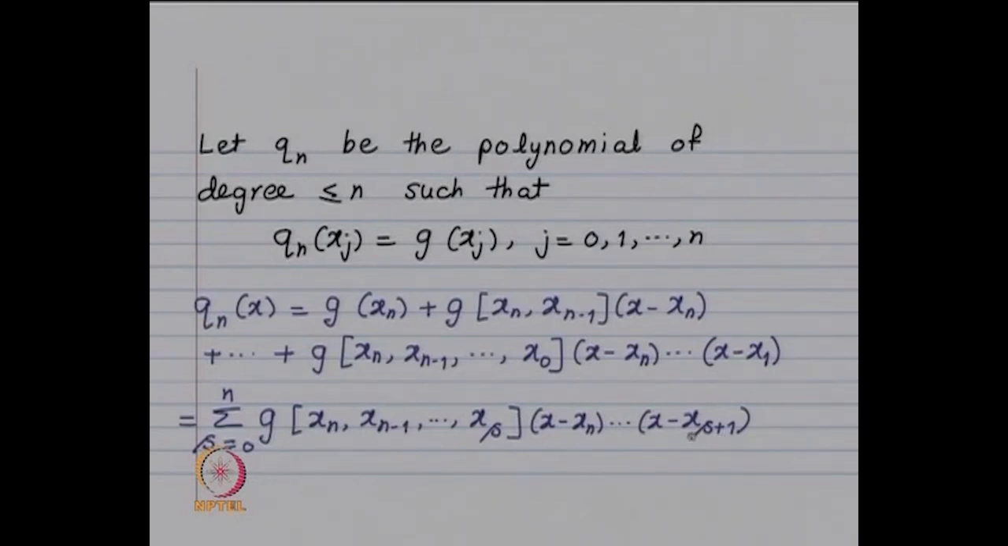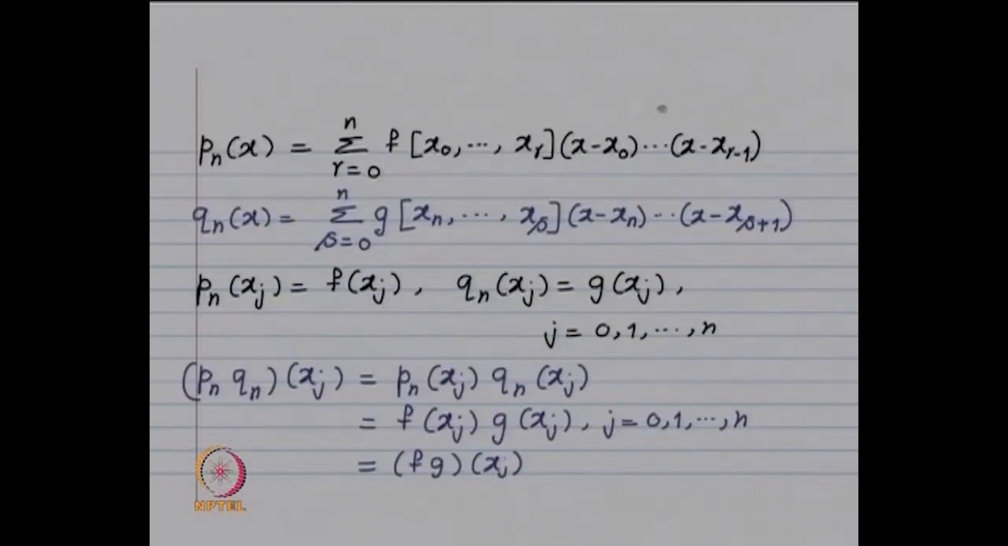Now, we are going to take the product of these two polynomials. So, p_n(x) is written in the forward fashion, q_n we are using the backward formula. p_n interpolates f, q_n interpolates g. So, when I take the product p_n q_n at x_j, that will be nothing but p_n(x_j) into q_n(x_j), which will be equal to f(x_j) into g(x_j). So, this will be equal to (fg)(x_j). So, p_n q_n interpolates fg at x_j, for j equal to 0, 1, up to n. The degree of p_n q_n is going to be less than or equal to 2n.